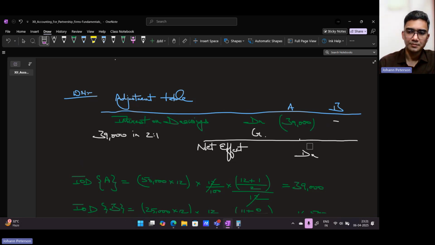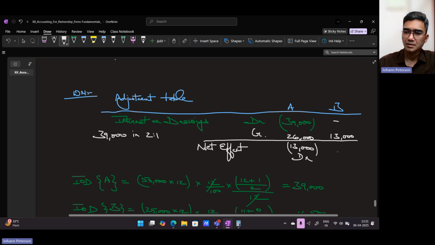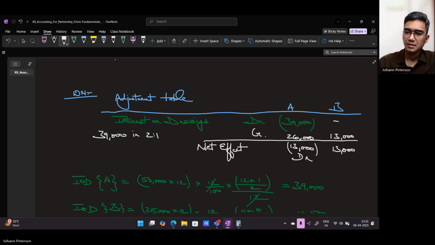This also will go wrong. So we will see. So here it is 26,000 and here it becomes 13,000, right? 26 and 13 is 39, right? Now what's the net effect here? 39 and 26. The difference is 13,000. Amount is with a negative, so this will be debit. And this is again 13,000, and this is with a positive, which will be credit.